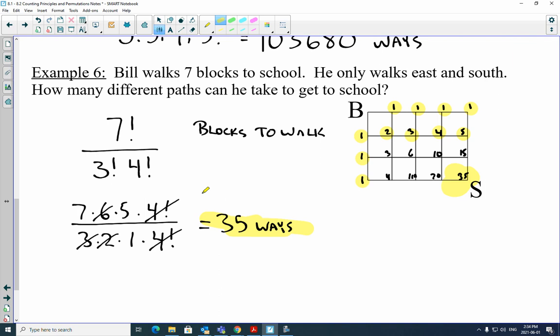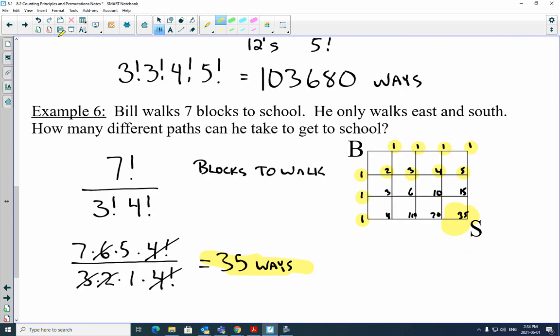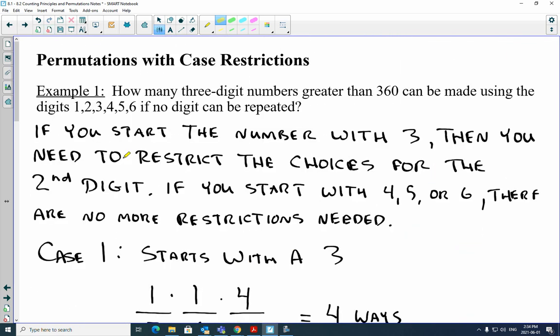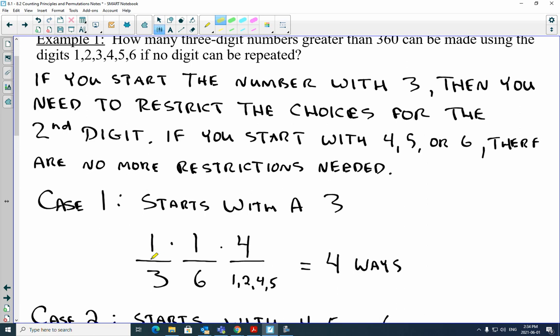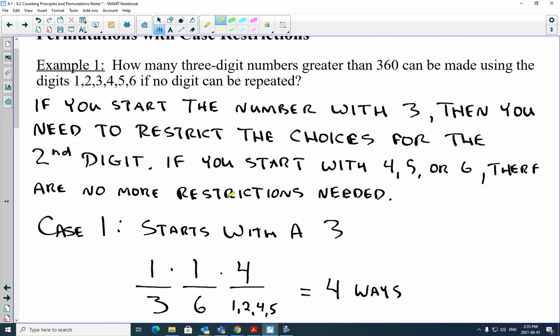Okay, so let's go to the last page. We might as well do it up here. Now, these are ones with quite distinct case restrictions. So for example, how many 3-digit numbers, so we're talking about 3-digit numbers, you can see why we have the 3 lines down here, greater than 360 can be made using the digits 1, 2, 3, 4, 5, and 6 if no digit can be repeated.